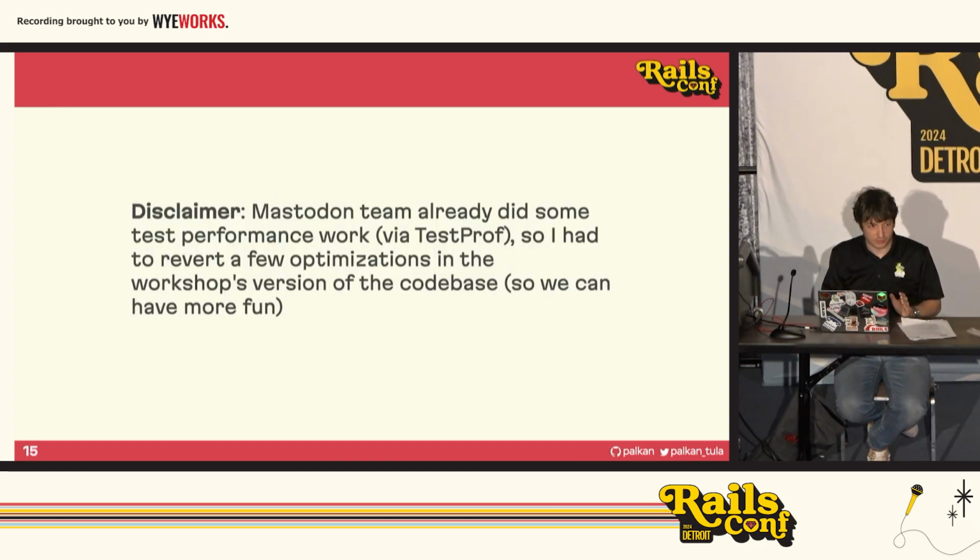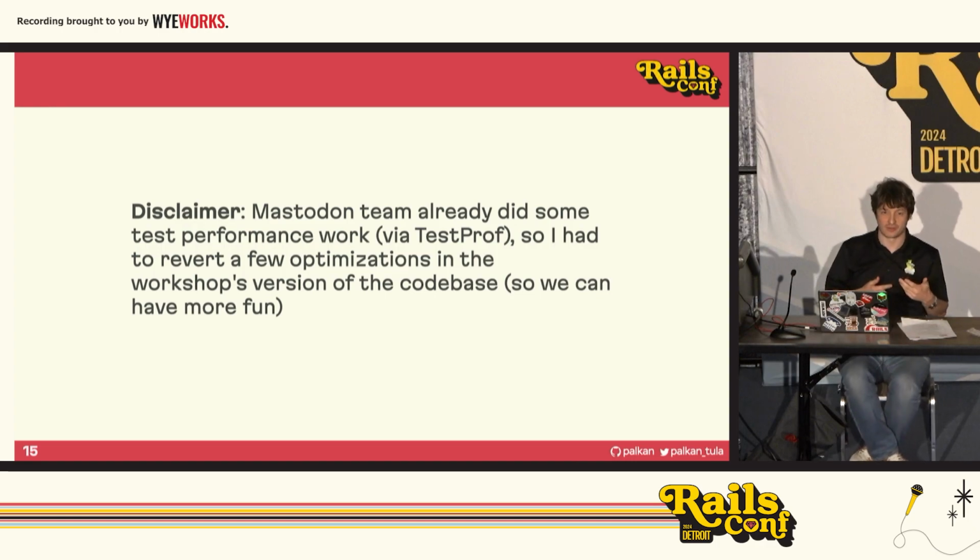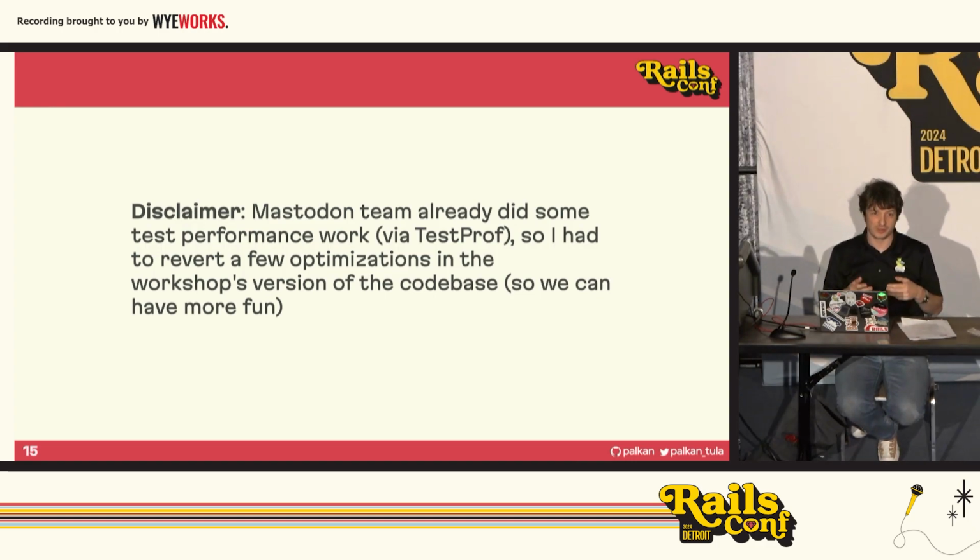One quick disclaimer: as you can see, we're not using the Mastodon repository as the source code for our project. We have a history-less repository. That's because Mastodon is actually already using TestProf, and they applied several important optimizations, and I had to revert them to make this workshop more fun. So we're gonna rediscover them again and probably fix them in a slightly different way than in the original code base. But the good news is that there's some stuff not yet applied to the Mastodon code base, so you'll be able to contribute to it after the workshop.